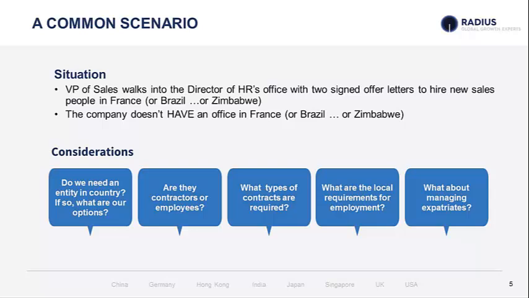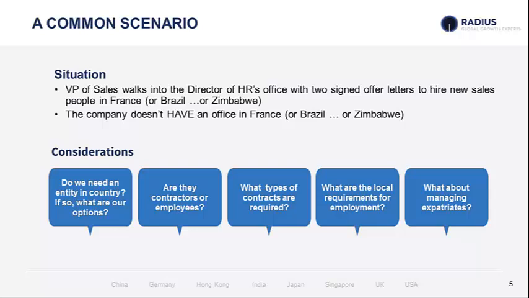So the common scenario is that the VP of Sales walks into the head of HR's office with 2 signed offer letters to hire 2 new people in France or Brazil or Zimbabwe. The problem is the company doesn't have an office in France or Brazil or Zimbabwe. And so this is a very common situation in which the director of HR is left with their hands full to figure out how to run payroll for these employees. And it now becomes a fire drill.